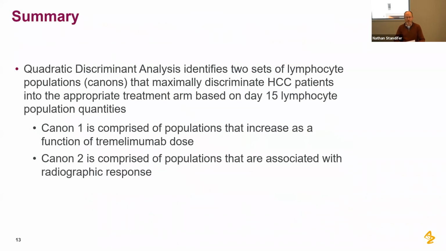So in summary, we've used quadratic discriminant analysis to identify two sets of lymphocyte populations that maximally discriminated IO-treated patients into appropriate treatment arms. The first was comprised of CD4 positive T cell populations, and these populations increased as a function of TREMI dose. The second was associated with positive radiographic response. So by using multivariate analysis, we were able to identify a possible mechanistic underpinning to the initial clinical observations of improved response to the T300 plus D treatment.